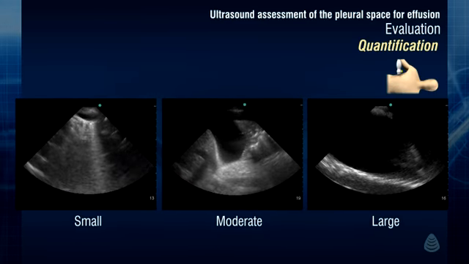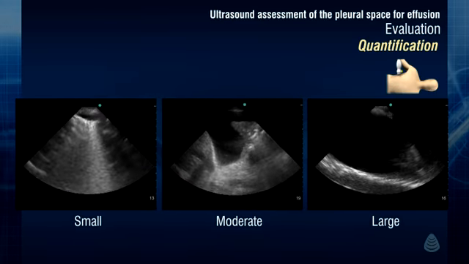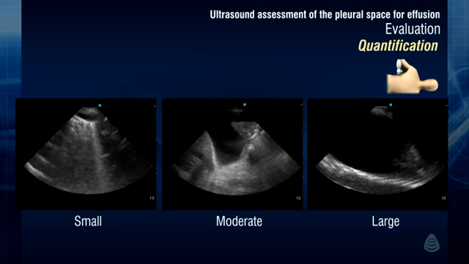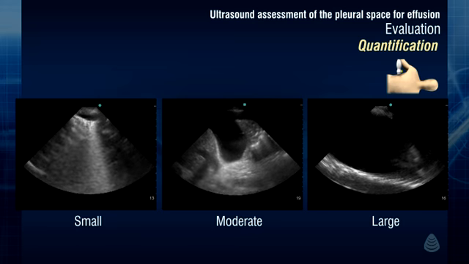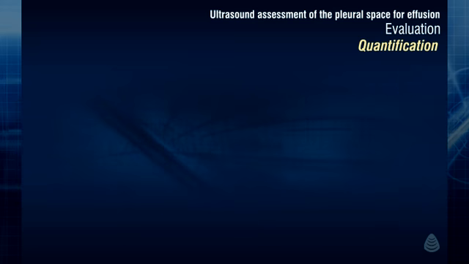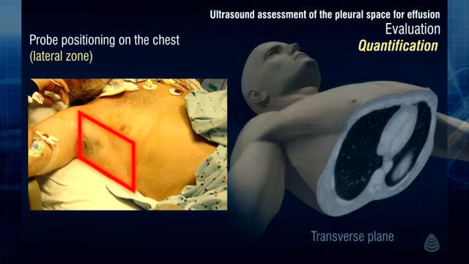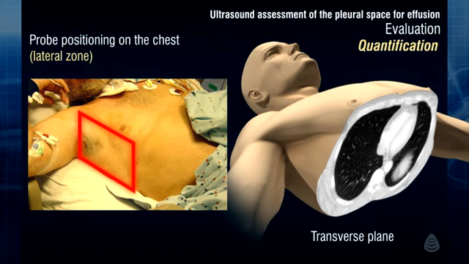With experience, assessment of the amount of pleural fluid will become relatively easy and will in general not require any measurements to be taken. A rough estimate of the importance of the size of a pleural effusion can be obtained when scanning the supine patient in the lateral zone and assessing where the fluid is visualized in relationship to the posterior, mid, and anterior axillary lines. This has been described in a previous section of this course.